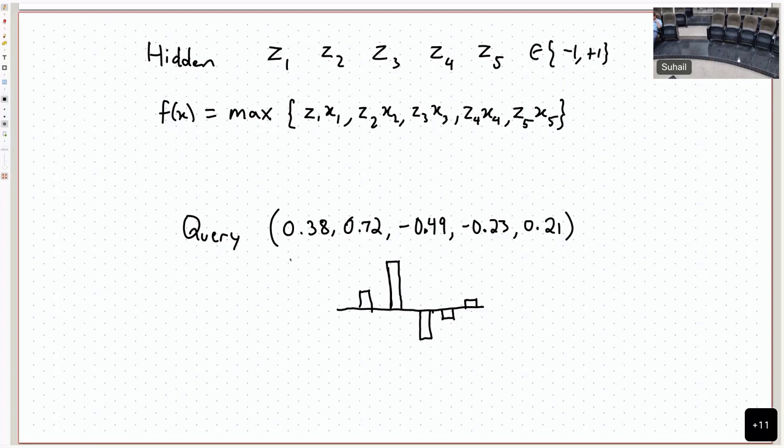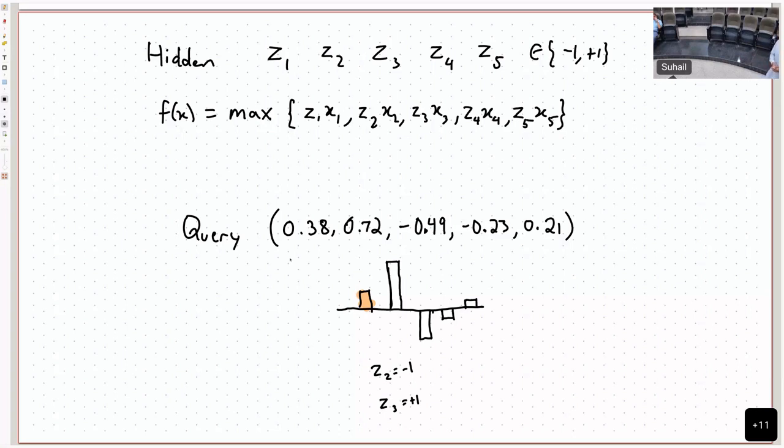All right. So suppose the answer came out to be 0.38. What does that tell us about this z? One thing it tells us is that z2 was not +1. If z2 was +1, we know the answer would be 0.7. So if we get the answer as 0.38, it tells us that z2 had to be actually -1. Similarly, it tells us that z3 has to be +1, because if it was -1, then that's a larger value. It tells us absolutely nothing about z4 and z5. No matter what z4 and z5 were, it would not be larger than 0.2.